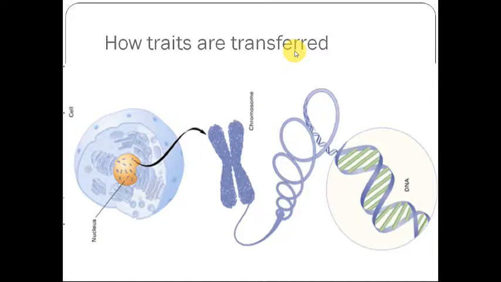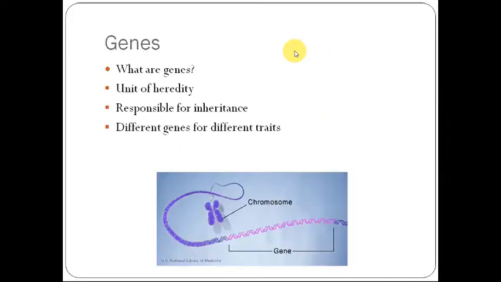Cell consists of a nucleus. Nucleus consists of thread-like structures called chromosomes. These thread-like structures contain DNA or genes. What are genes? Genes are units of heredity, responsible for inheritance, with different genes for different traits. This means that every human has different genes, and every human can produce different traits.